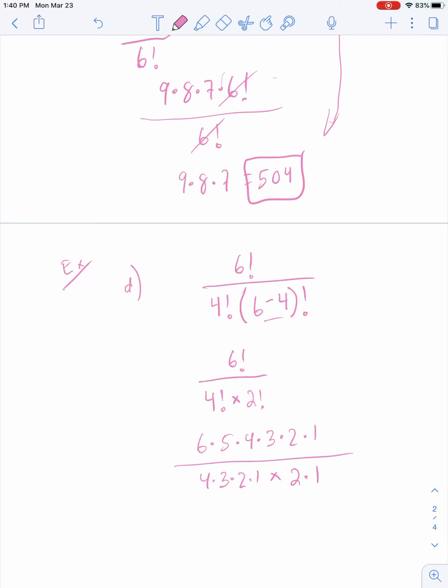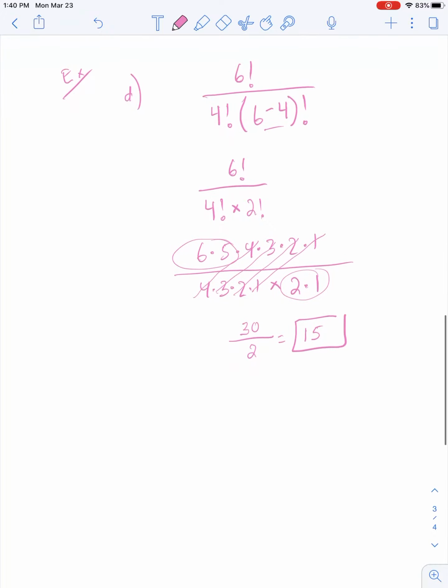From there, once again, we can cancel. I see 4s, I see 3s, I see 2s, and I see 1s. What else can I cancel? Well, we can do it two different ways. We can multiply what we're left with. 6 times 5 is 30. 2 times 1 is 2. And we simplify that, 30 divided by 2, and that gives us 15.